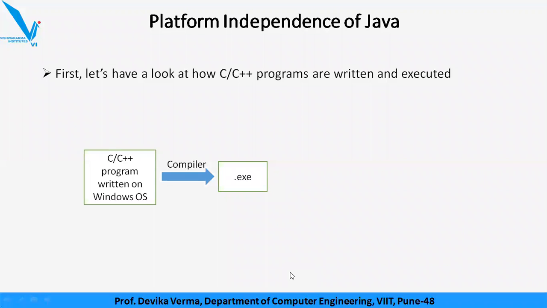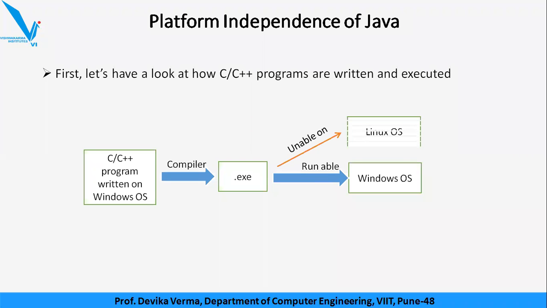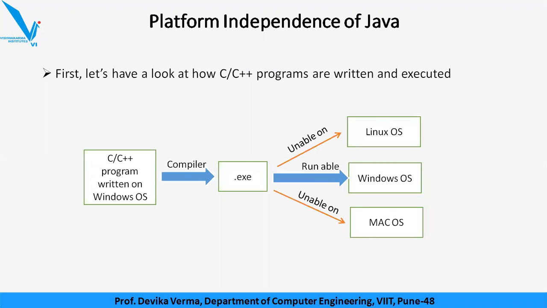The compiler converts the program into a machine executable code, which is on a Windows OS. It's nothing but a .exe file, right? Now this .exe file can be started and run on a Windows operating system, but you won't be able to pick up that same exe file and run it on a Linux or a Mac OS. So this is what makes the programming language platform dependent.